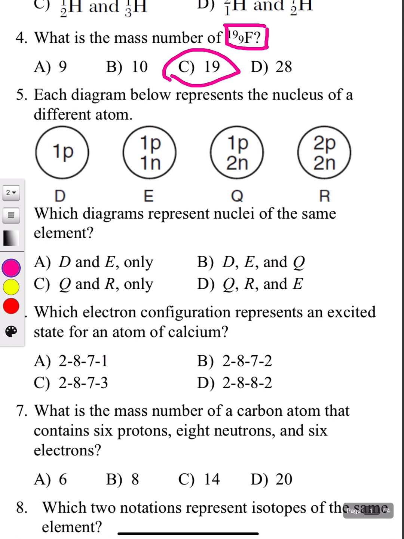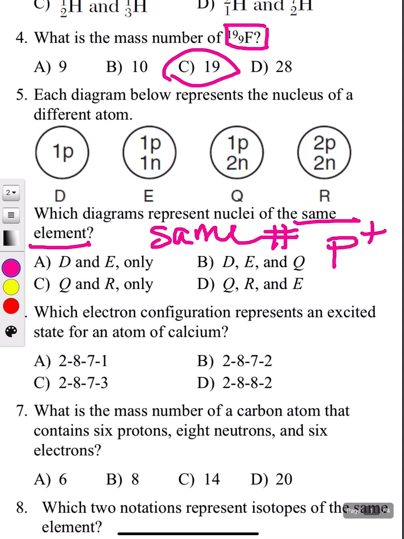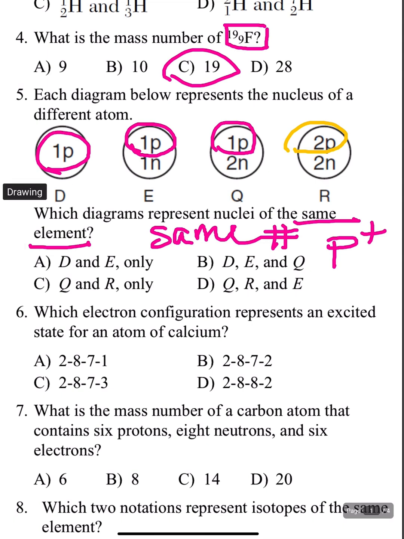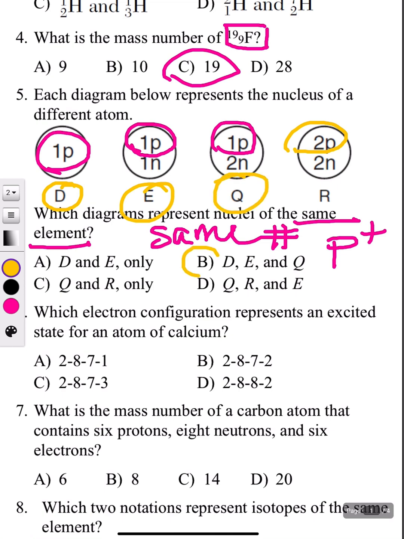Now, this one asks us which of these represent the same element. Keywords here: same element means same number of protons. So I'm going to look for the number of protons. I see 1 proton, 1 proton, 1 proton. And this one all the way at the end has 2 protons, so this is different. So the answer for this one would be D, E, and Q, which would be B.